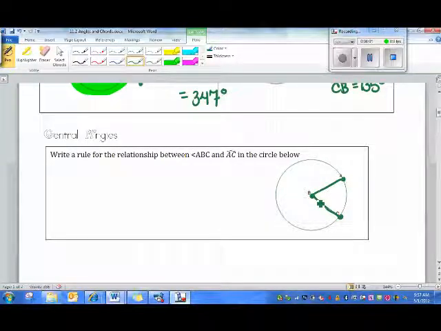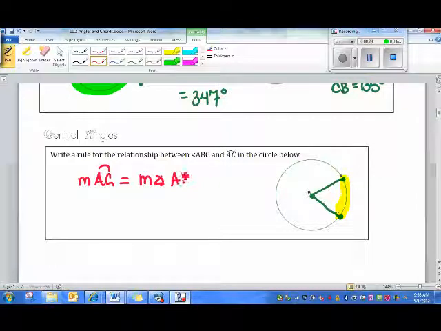The theorem or the relationship between angle ABC and arc AC is that they are the exact same measure. They're equal in measure. So the measure of arc AC is equal to the measure of angle ABC. Yeah, this guy. So those two are equal.